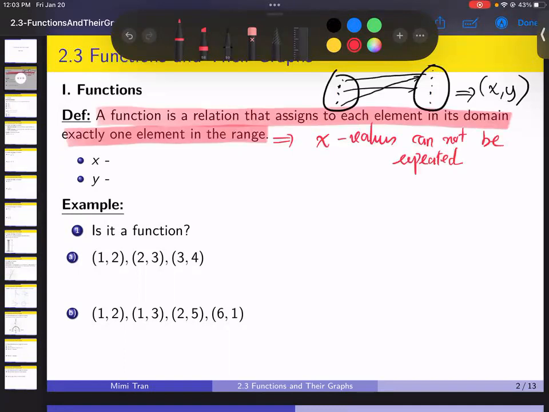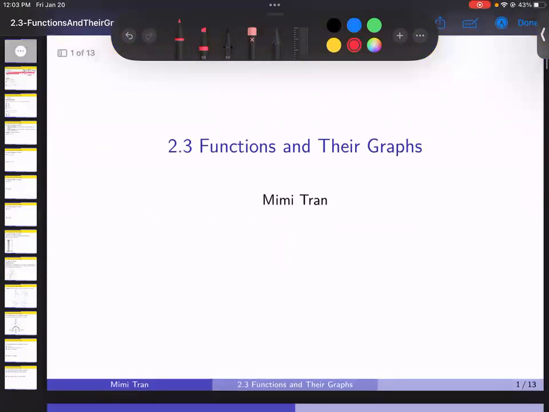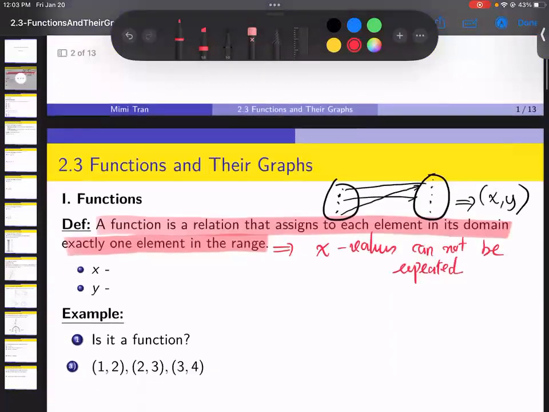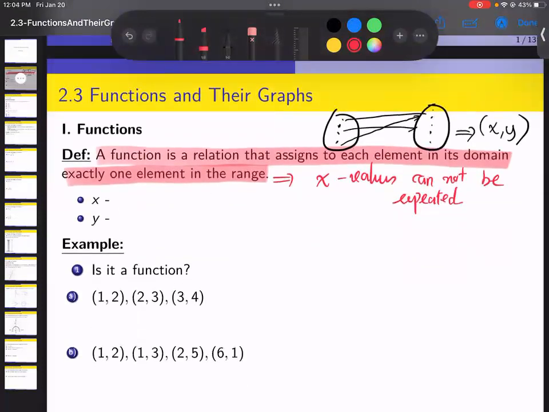Yes. Sorry, the title. Oh, the title is Functions and Their Graphs. Mm-hmm. Oh, they're right there. Title in yellow part.